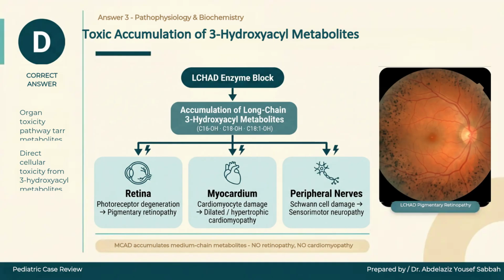This is the key concept. Medium-chain deficiency accumulates medium-chain metabolites, which are not toxic in this way, so it produces no retinopathy and no cardiomyopathy. The toxicity is from the metabolites themselves, not simply from low glucose.